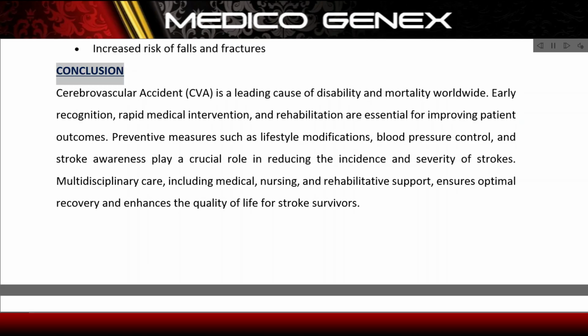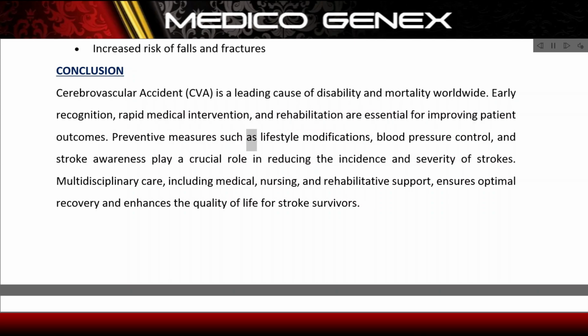Conclusion. Cerebrovascular accident, CVA, is a leading cause of disability and mortality worldwide. Early recognition, rapid medical intervention, and rehabilitation are essential for improving patient outcomes.